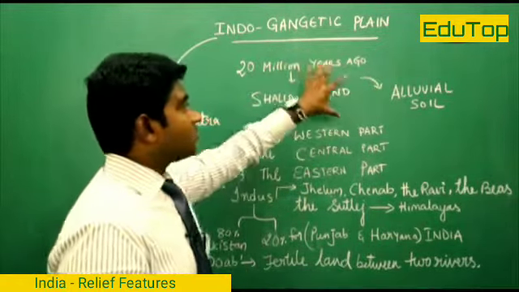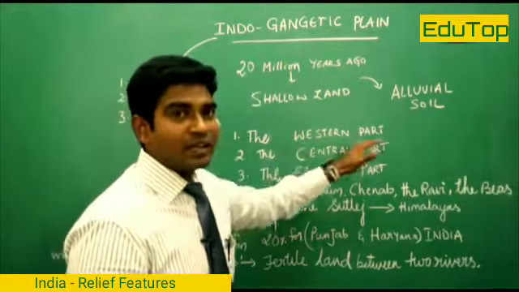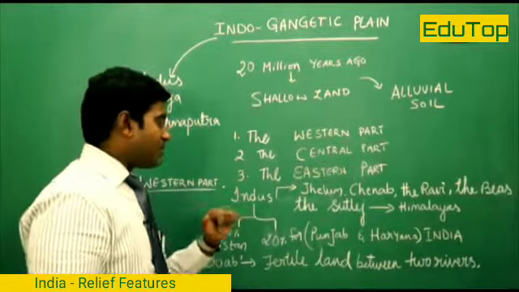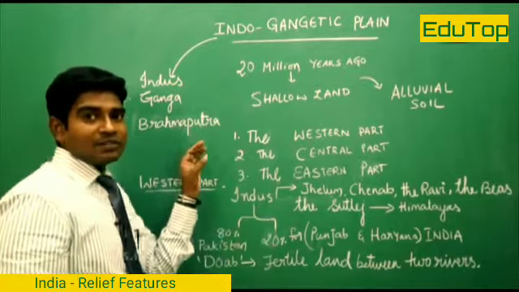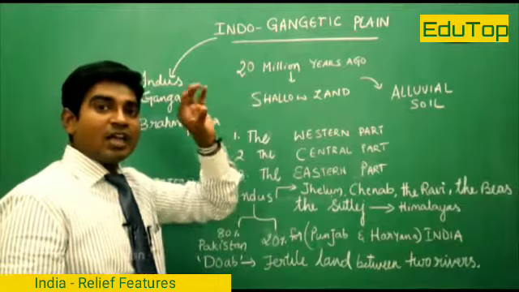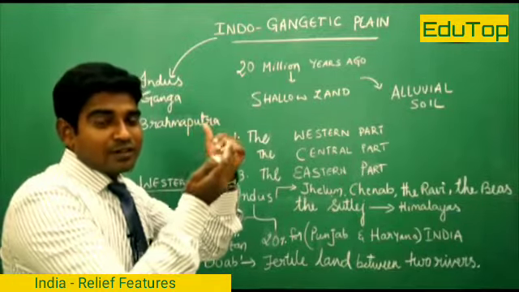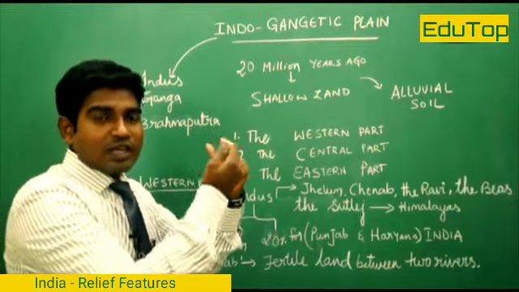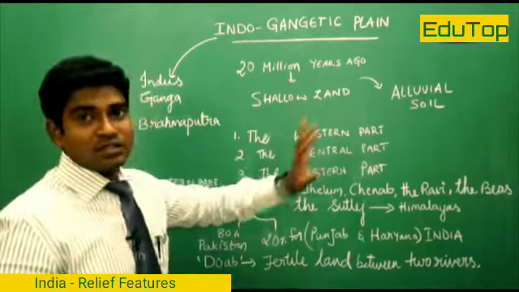Now in the Indo-Gangetic Plain we have major divisions: the western part, the central part and the eastern part. Coming to the western part, what is there? As per its location, it covers the western part of India, that is the Punjab region, Haryana region and towards the Pakistan region, which starts from the Jammu edge of the Himalayas and goes downwards. The downward part gives us the western part of the Indo-Gangetic Plain.